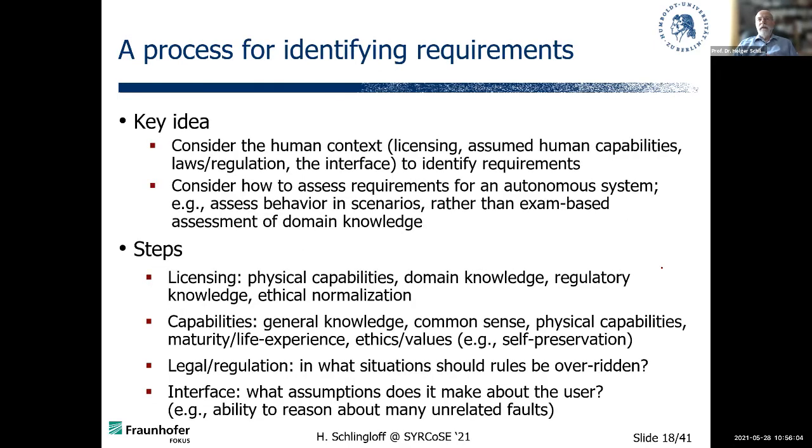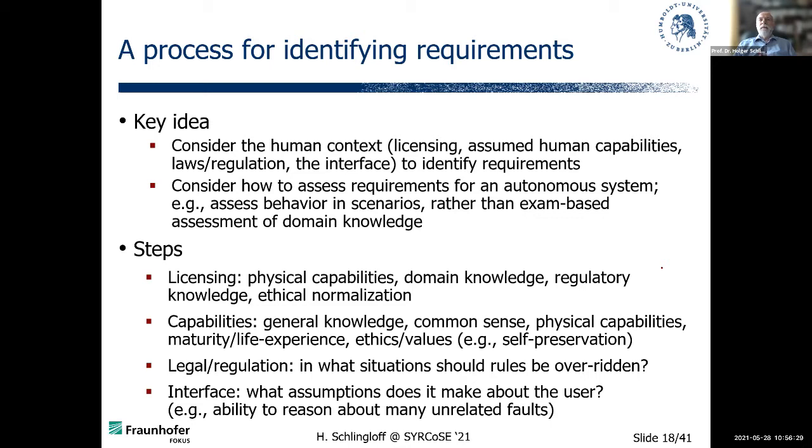So here are the key ideas of our process for identifying requirements. We have to consider the human context in order to identify requirements like licensing. How is it usually done with humans? What are the assumed human capabilities? What are the necessary laws and regulations? And what are the interfaces?